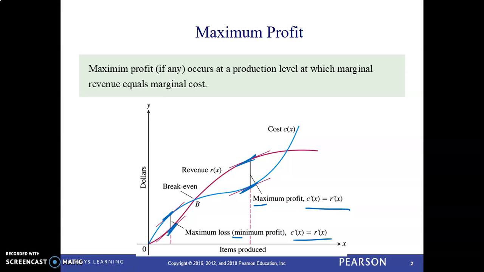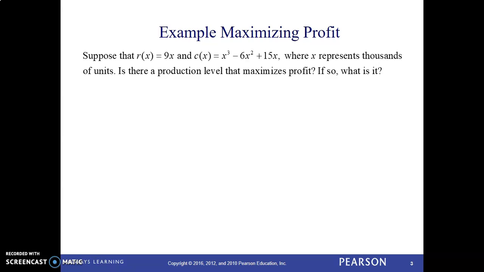So the slopes of the cost and the revenue are equal here, and the slopes of the cost and the revenue are equal here. So those would be the possibilities, and then you would plug values back into your original equation, your profit equals revenue minus cost, and you can see whether you were at maximum profit at this point or at this point. Or you can look at a graph of p prime and look for when it's going positive to negative. So here's another example that's been worked all the way out.